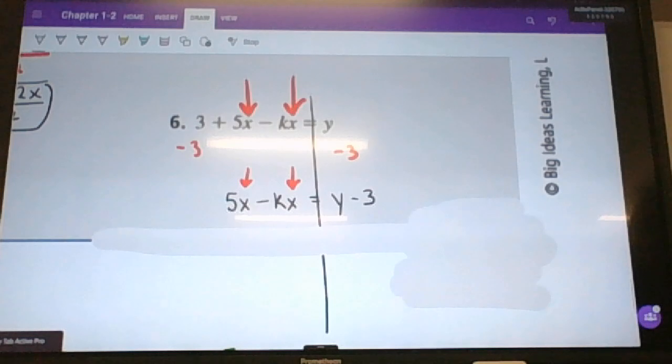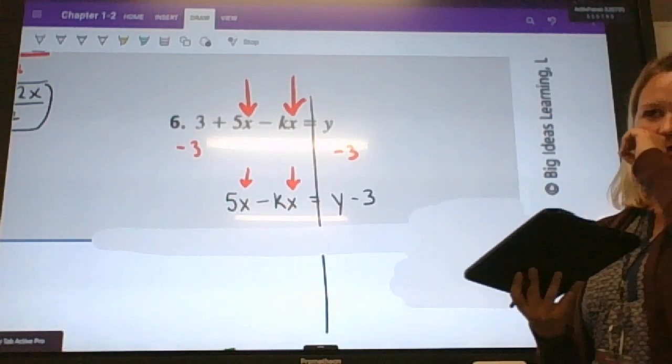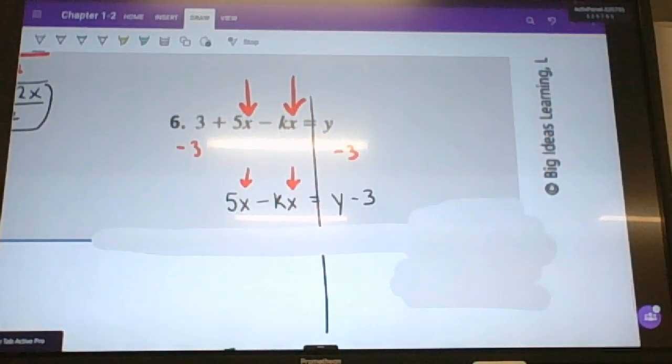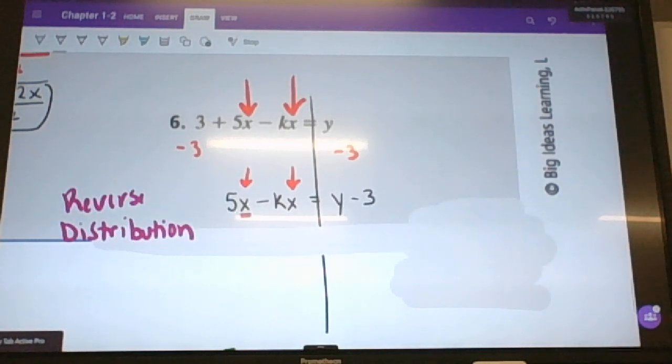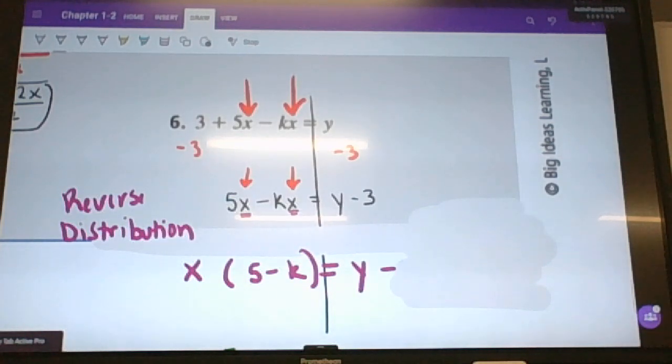Alright, here we go. I'm gonna pull this stretch. This is brand new to you, okay? This is brand new. I'm gonna pull the reverse distribution. Reverse distribution. There's an X in both of these. Alright, I'm gonna pull an X out. Instead of distributing in, you pull it out. Put it out in front of these things. The 5 is still there, the K is there, the equal sign is there, and the Y minus 3 is there.